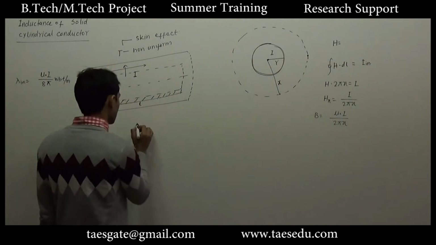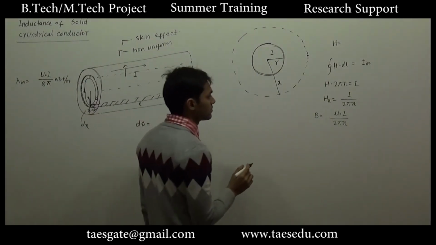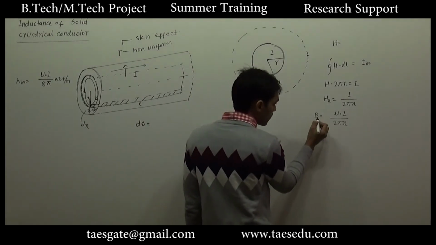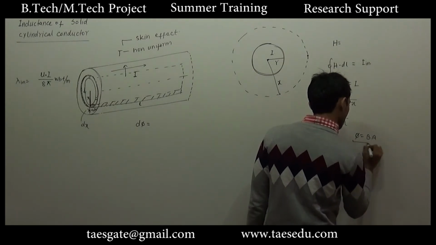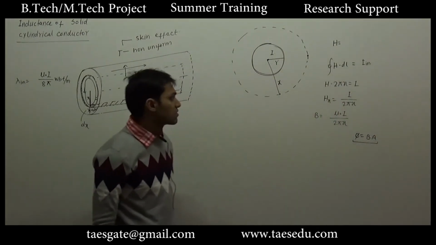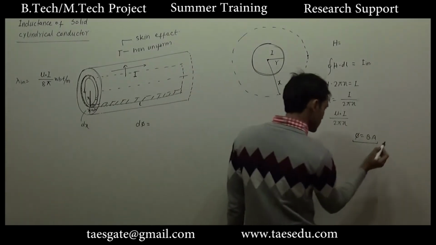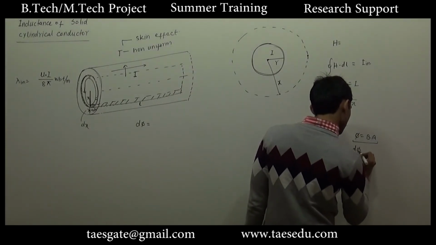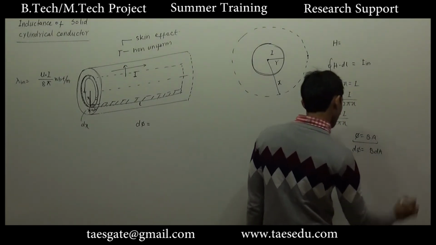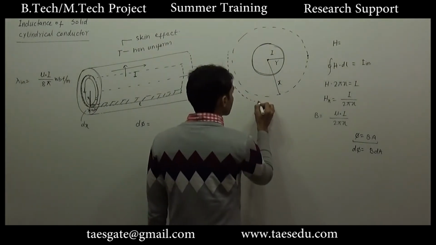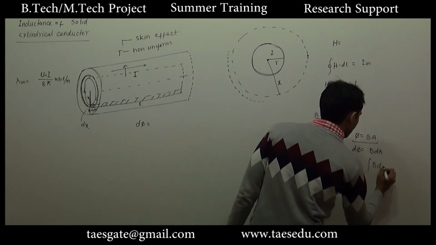Now let us try to calculate d phi, the elemental flux. Since the value of flux is nothing but B into A, but this formula is applicable only when B is constant. But here B is dependent on x, so instead of this formula we will apply d phi is equal to B into dA, or phi is equal to the integration of B dA.